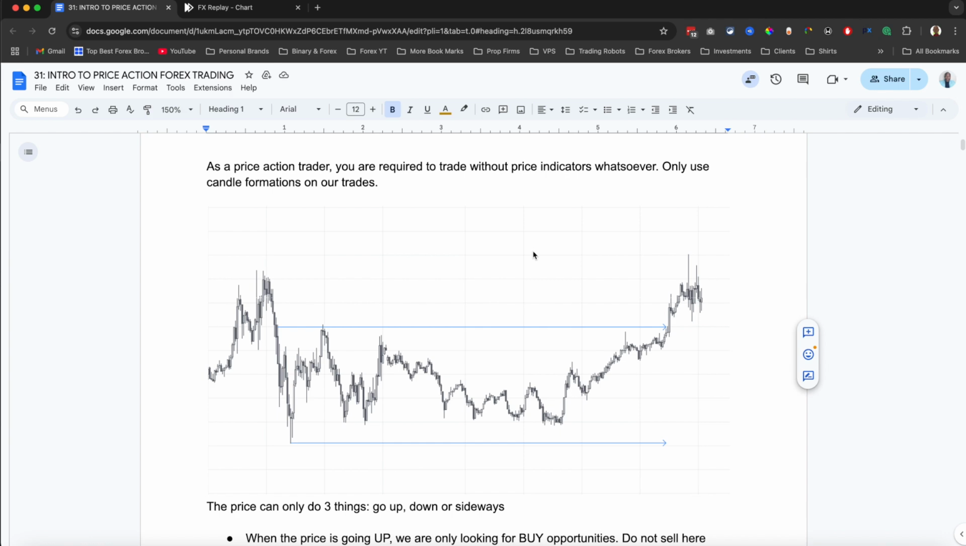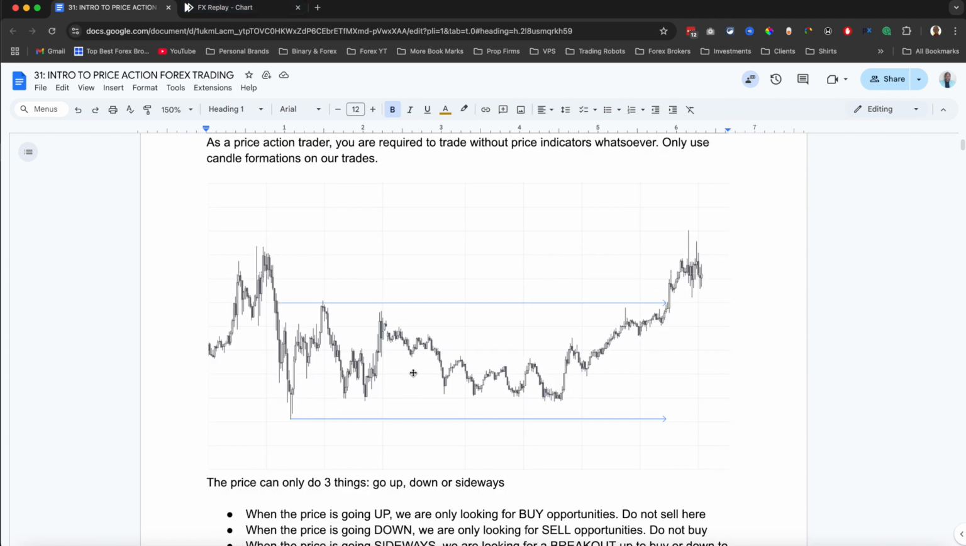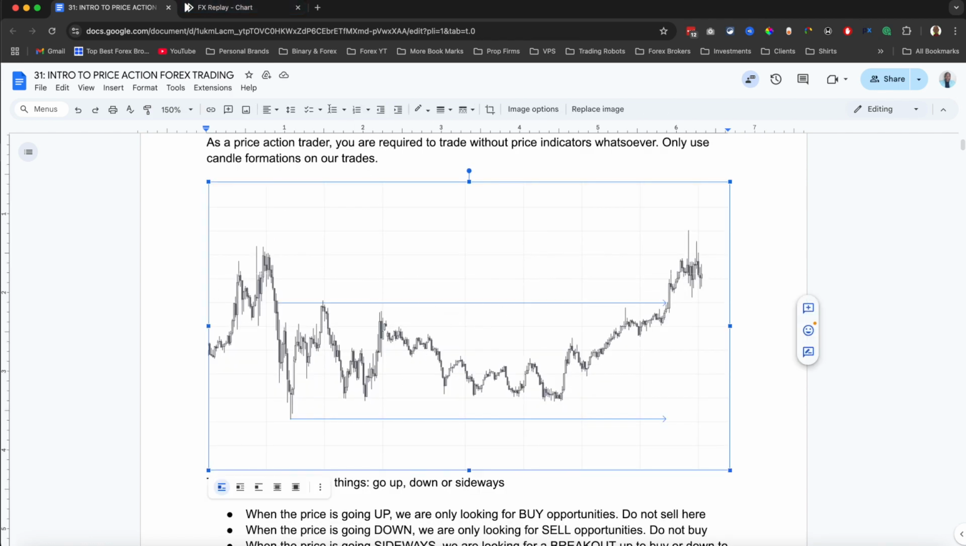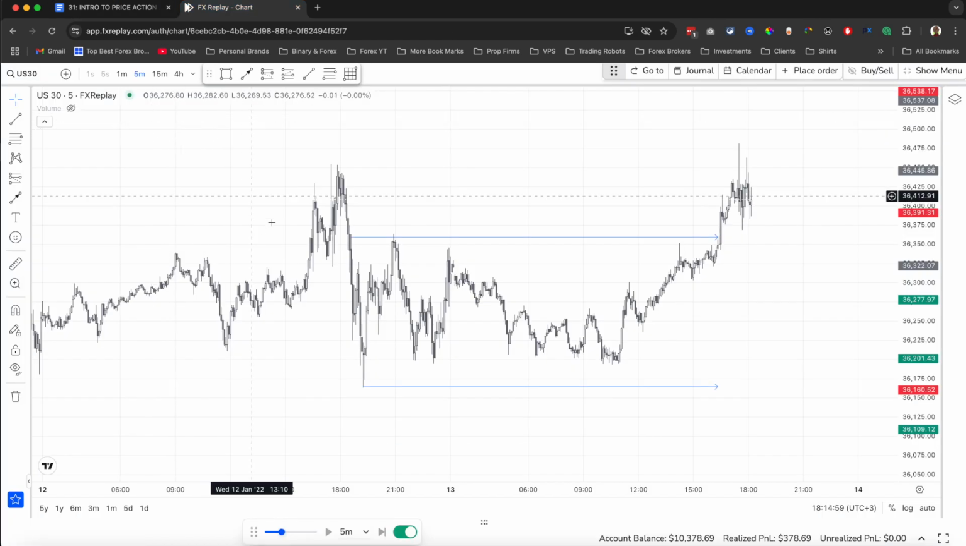We only use candle formation in our trade. I've taken this image from FX Replay here. This is a replay software, and if you want to replay all your trades, then you can go to this replay software. I'll also in the near future show you how this works.